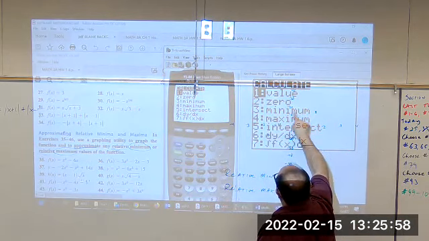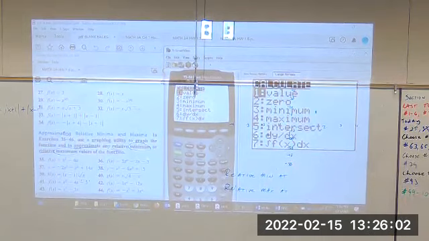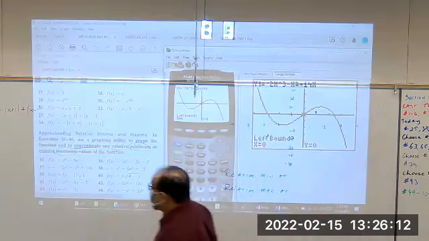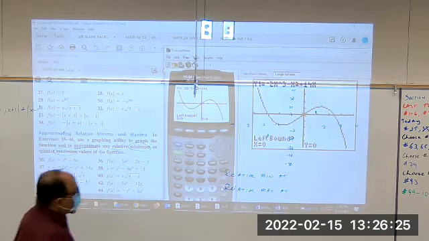Option 3. Let's find the minimum. Now you have to tell the calculator where to look. It's just not going to give you the answer because you might have more than one minimum. You might have a graph that does something like this. Then you got these two relative minimums. Which one do you want to find? You have to tell it where to look.